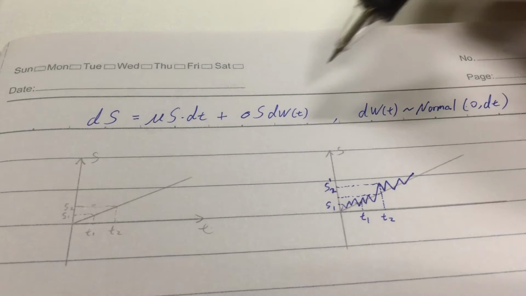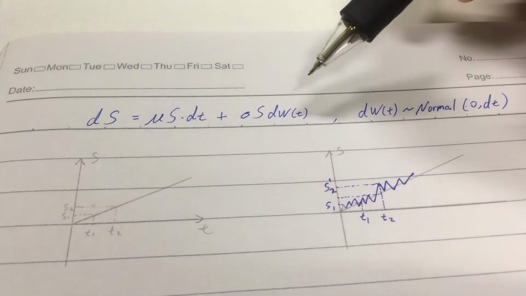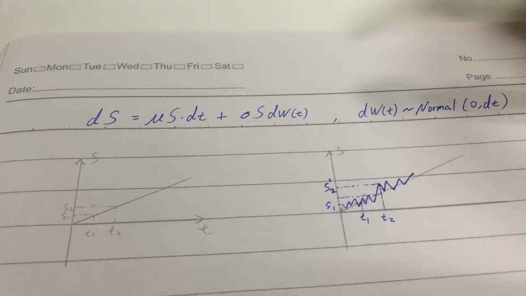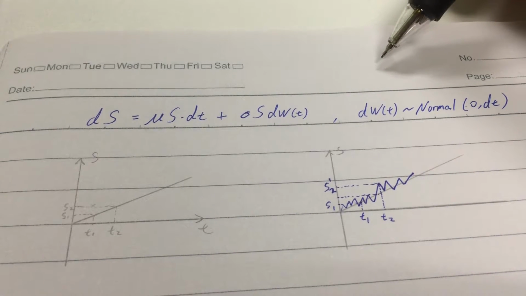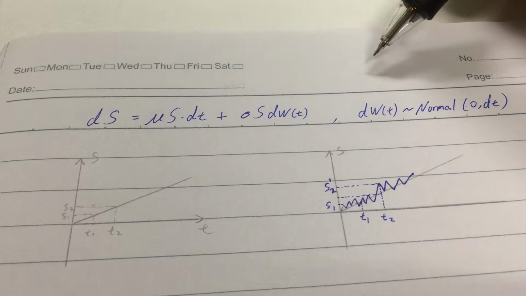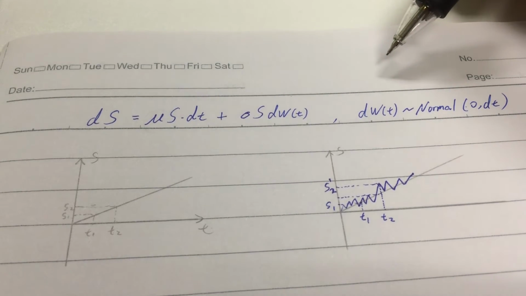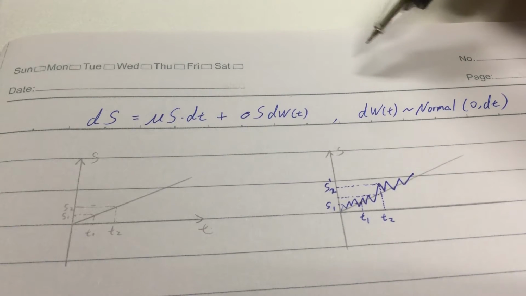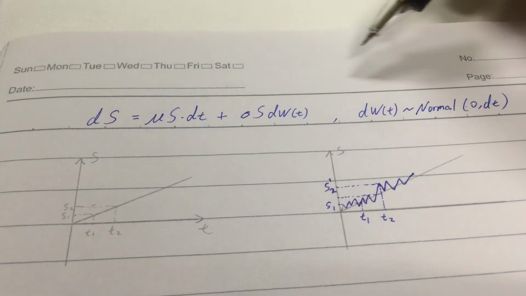So that means the change in this component follows a normal distribution, so it can be either a positive change or negative change. So there will be randomness in it.